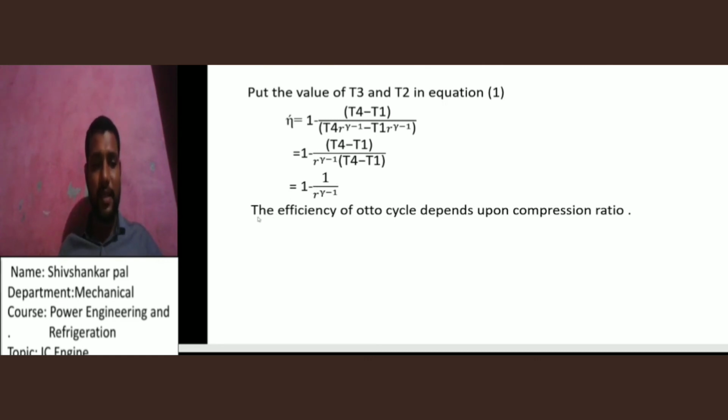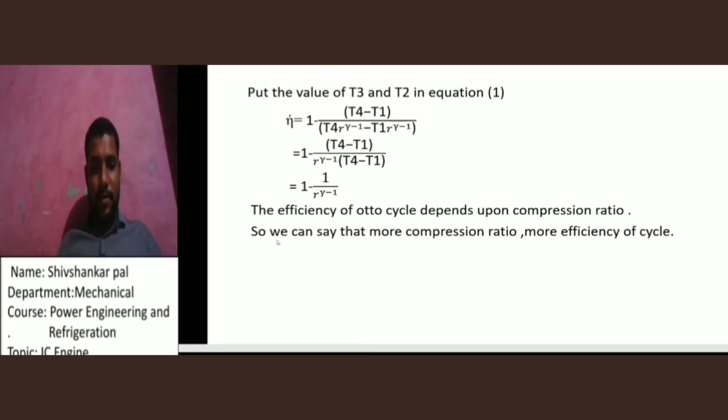Look at our equation. The efficiency of the Otto cycle depends upon the compression ratio, r. It is not dependent upon temperature, it is dependent upon the compression ratio. So we can say that the higher the compression ratio, the higher the efficiency of the cycle.